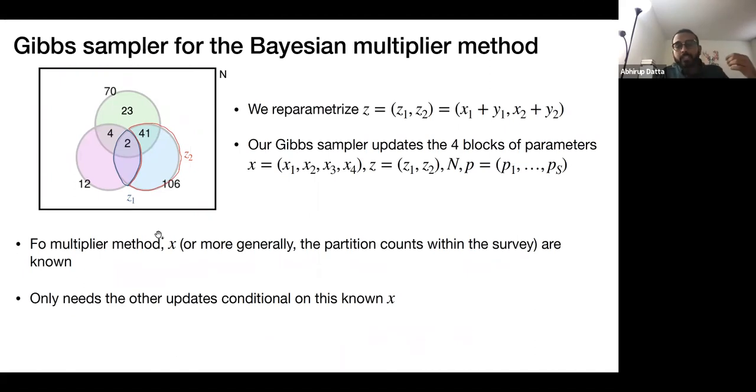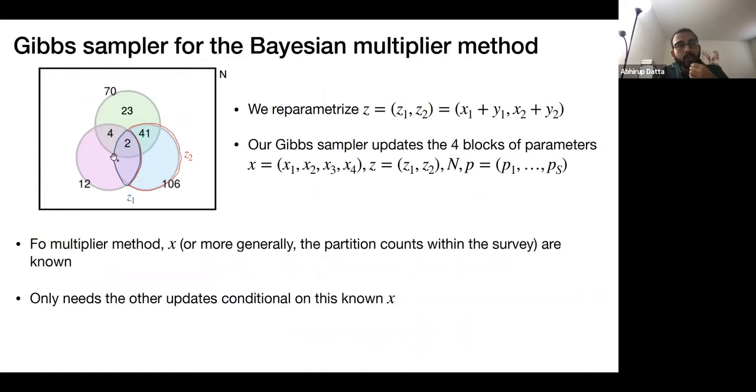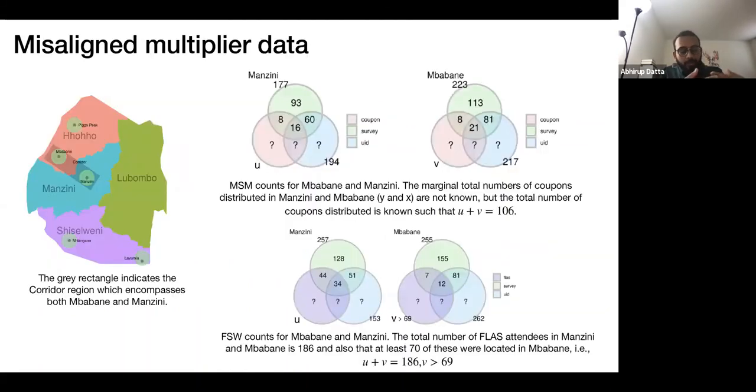For the multiplier method, so this was a Gibbs sampler for generating draws of a contingency table with known marginals. For the multiplier method, the X is unknown because these are the partitions within the survey. So all we need to do is to generate the other counts. So we'll skip the X update part. All the other updates stay the same, and we have a Gibbs sampler for the Bayesian multiplier method. Okay, so that sort of addresses the multi-source multiplier method using a Bayesian version that naturally accommodates the dependence because it doesn't count the survey twice.